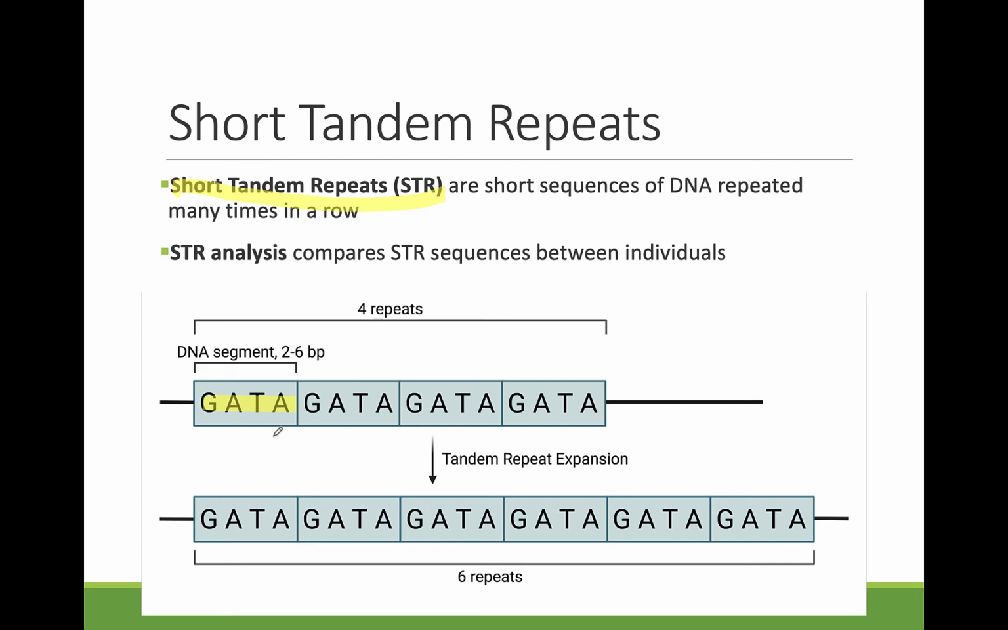STRs are useful because they are different between different people. Each individual has a certain number of repeats at each locus. In the image, the top gene has 4 repeats and the bottom gene has 6 repeats. The number of repeats of STRs allows scientists to compare genes between different people.